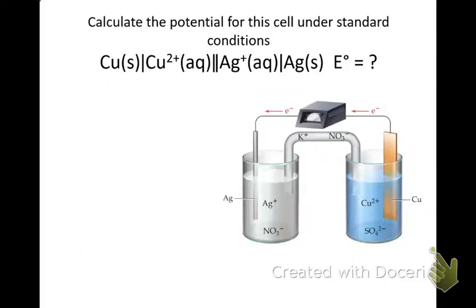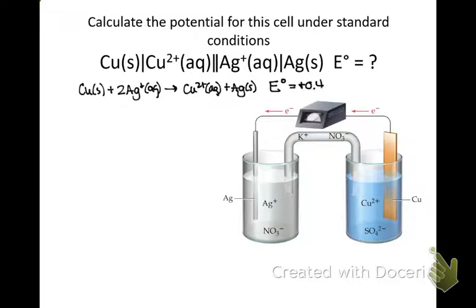So we've looked at this cell several times before, and we have worked out that the balanced chemical reaction for this electrochemical cell is that copper metal reacts with silver ions to produce copper ions, copper 2+, and silver metal. And using standard reduction potentials, previously we worked out that the standard cell potential is positive 0.46 volts. So this is a galvanic cell. It is spontaneous in the forward direction, the way we've written the reaction.